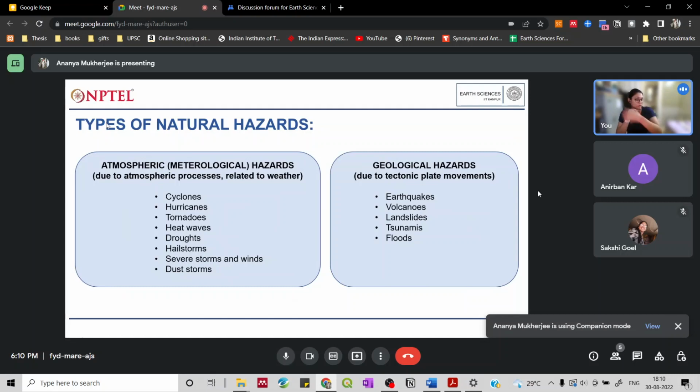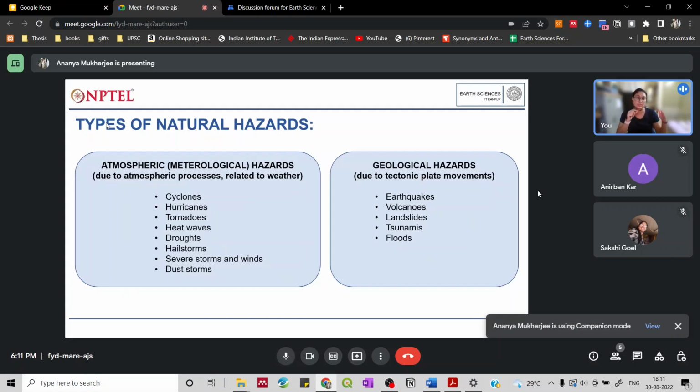Now we move on to types of hazards. We have two. One is atmospheric or meteorological hazards, and the other is geological hazards. Meteorological hazards are usually associated with processes related to the atmosphere and weather. Some of the examples mentioned here are cyclones, hurricanes, heat waves. Then you have droughts, then hailstorms, which are severe storms containing snow, ice and wind. Then you have dust storms. So these are some examples of the meteorological hazards.